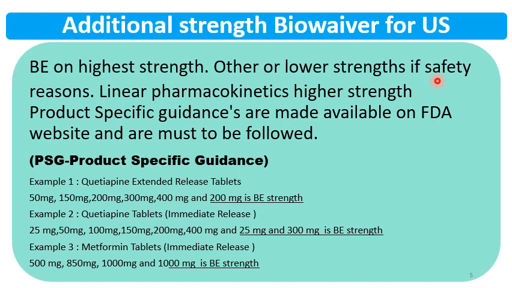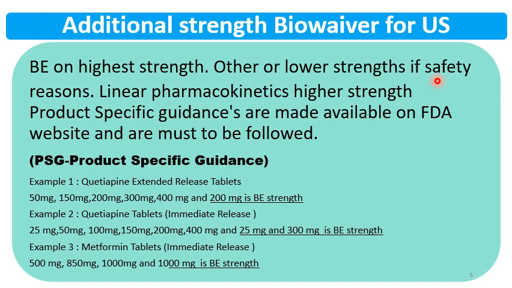So here consider quetiapine extended release tablets. There are strengths like 50 mg, 150 mg, 200 mg, 300 mg, 400 mg. So depending on the concern of biological safety, the 200 mg strength is given as a BE strength, and based on the 200 mg bioequivalence study passing, the other strengths will be given waiver.